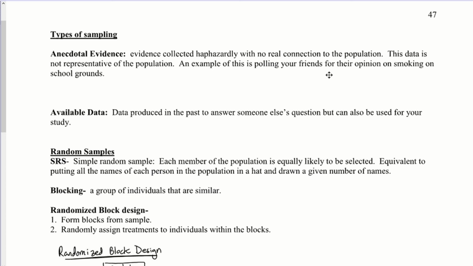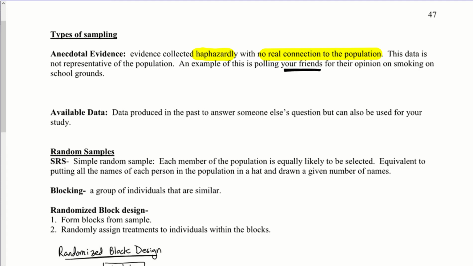All right. Anecdotal evidence is the worst kind. Well, actually, it's right there with the worst kind. Voluntary response samples are the worst kind, but anecdotal evidence is in the neighborhood of that. Right? Evidence collected haphazardly, so already you know it's not a positive thing, with no real connection to the population. It's not representative of the population. An example of this is polling your friends.